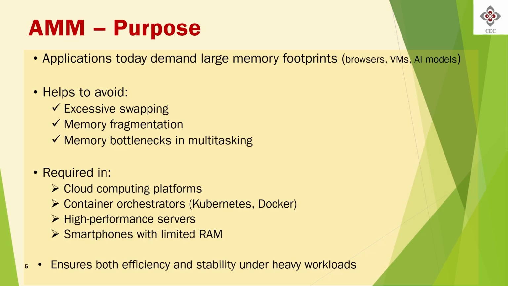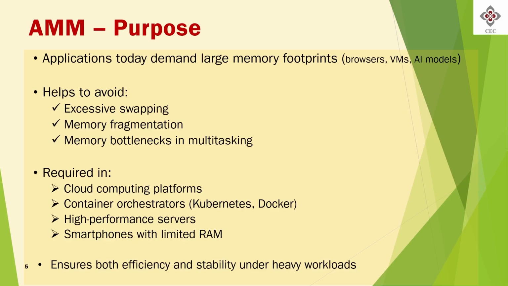Though the mobile device is doing smart things, still the memory access time has to be reduced to make the process faster. What they did in smartphones is, with the available RAM, they apply some techniques which can optimize the usage of memory by using memory compression techniques that we will discuss in further slides. So, it ensures both efficiency and stability under heavy loads.